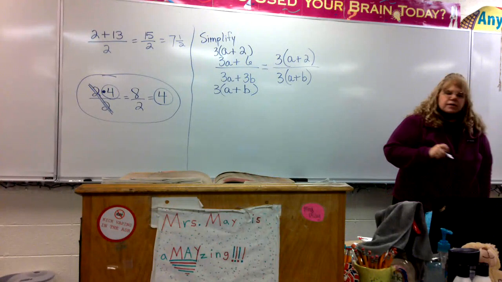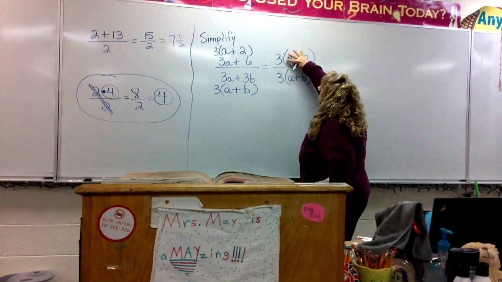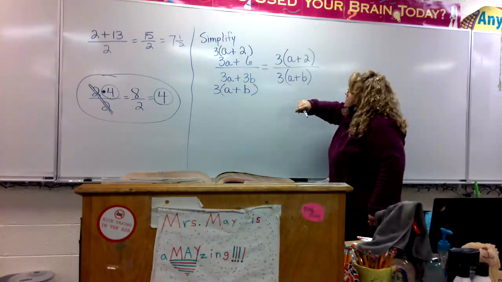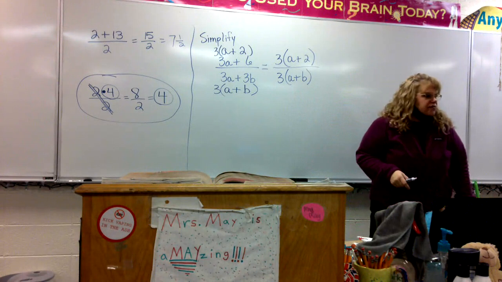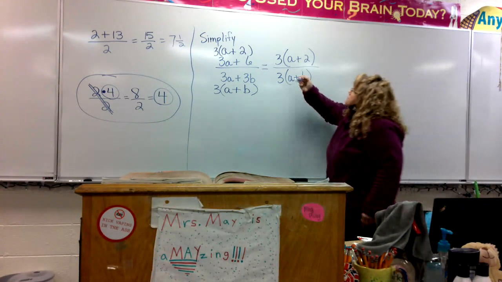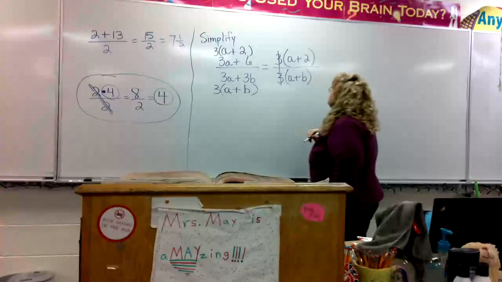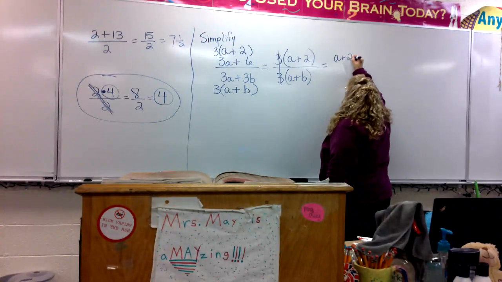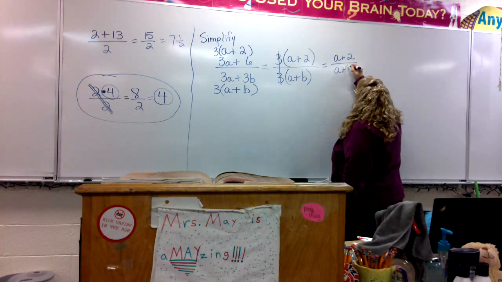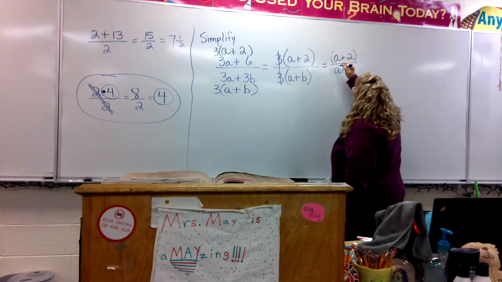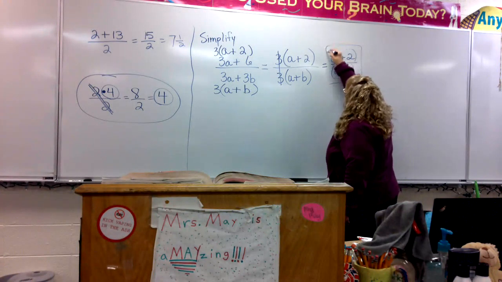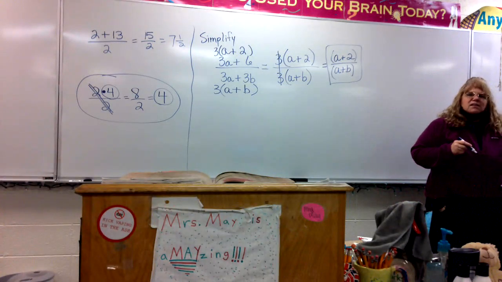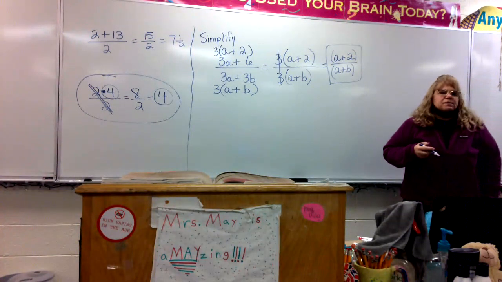Now what can you do? Is this 3 times the rest of this? Yes. Is this 3 times the rest of it? Yes. So what can you do if it's 3 times? Now you can cancel these, right? So what's left? A plus 2 on top and an A plus B on the bottom. If you want to put them in parentheses, you can, but you don't have to. But that's the simplified version. Doesn't look that simple, but that's what it is, simplified.